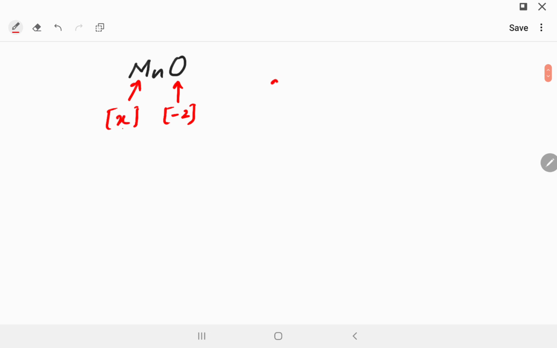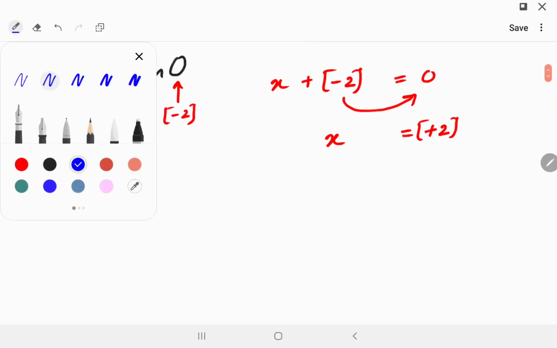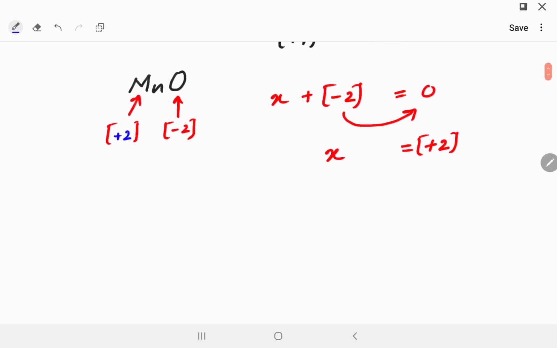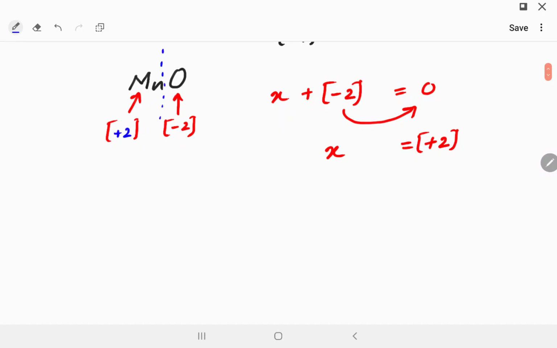The sum of oxidation numbers, X plus -2, is 0. When -2 goes to the other side, it becomes +2. So X, the oxidation number of manganese, is +2. As you can see in this example, the sum of oxidation numbers should add up to 0. On the oxygen side you have -2, on the manganese side you have +2, so the sum is 0. +2 plus -2 is 0. So let's take a few more examples.